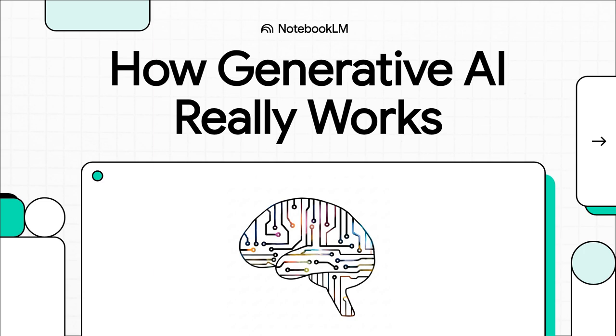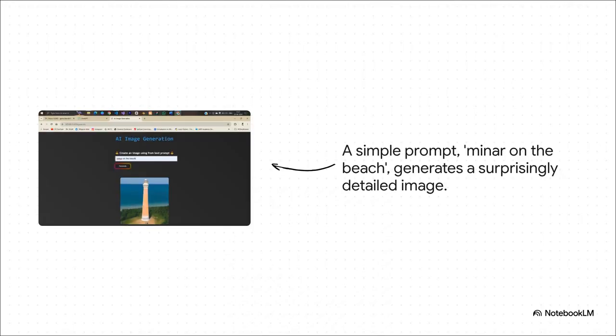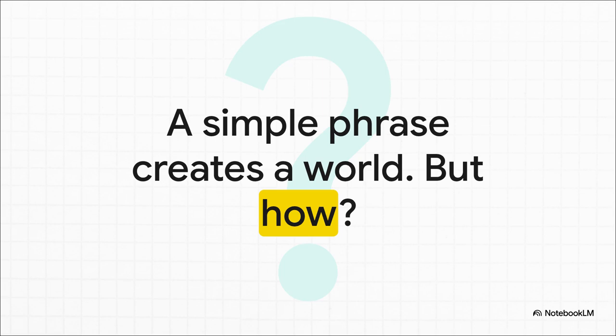You know, that tech that feels like straight-up magic? It can whip up these incredible images, videos, and even text from just a handful of words. So you just type in a few words, something like Manar on the beach, and boom. In just a couple of seconds, a machine spits out this, a super detailed photorealistic image. It's wild. I mean, come on, a simple phrase just created a whole world. It really does feel like magic, doesn't it?